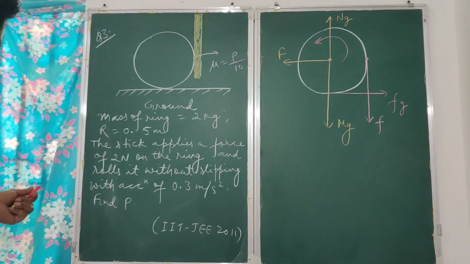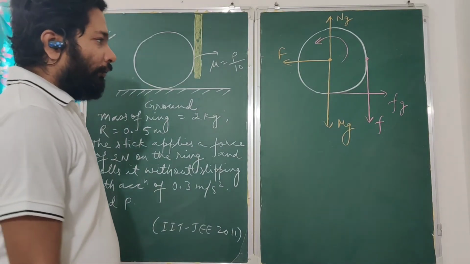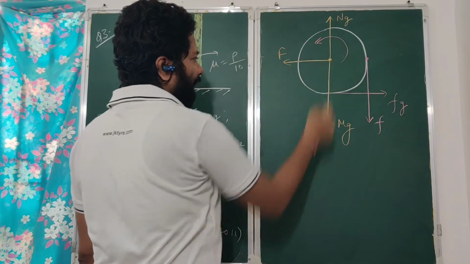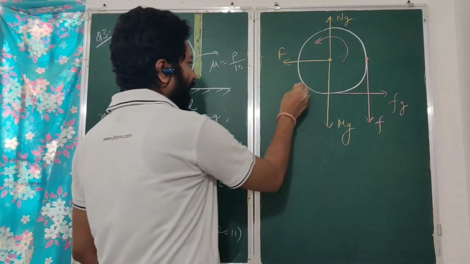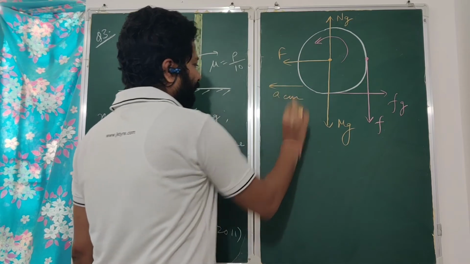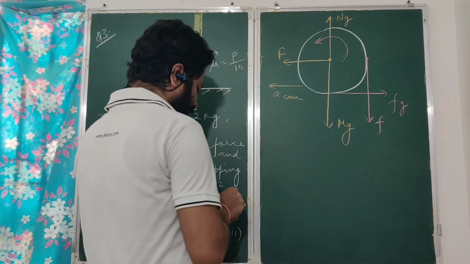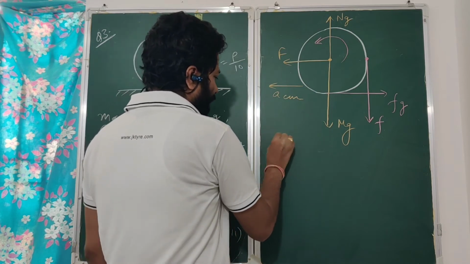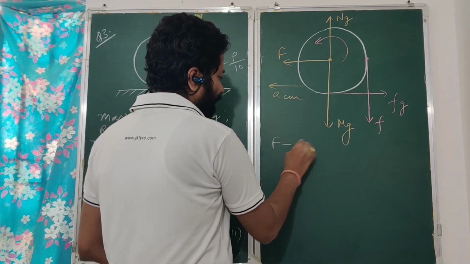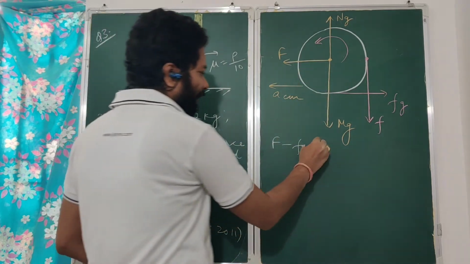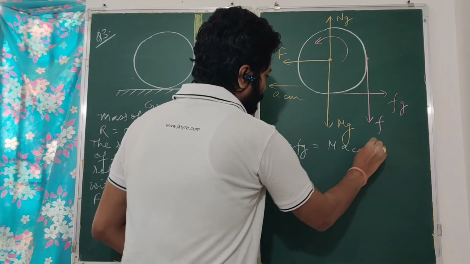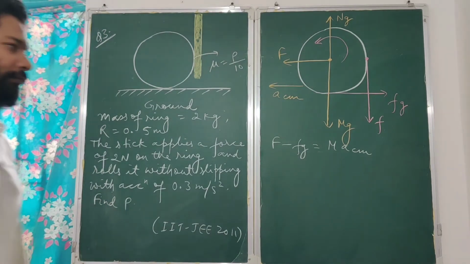And acceleration of center of mass has been given as 0.3 meter per second square, and F value has been given as 2 Newton. So now let us try to solve this. What about horizontal direction? What is the net force? It is having acceleration in this direction, acceleration of center of mass. So can we write the first equation, the force equation, as F minus Fg, that is the net force in horizontal direction, and this is resulting in the net force, mass into acceleration of center of mass.